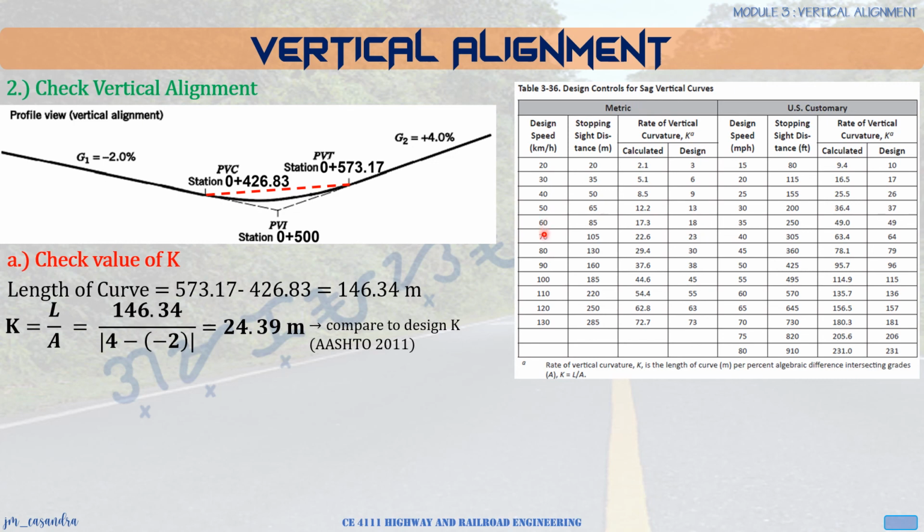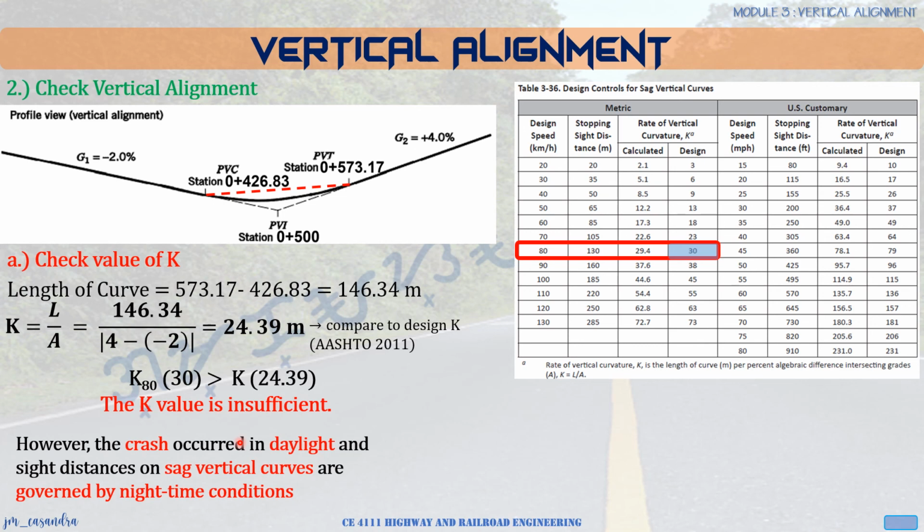So design speed is at 80. Design K should be at 30. So compare the computed K with our value from the table. K at 80 should be 30. It's greater than your computed value of K. Therefore, the K value is insufficient.